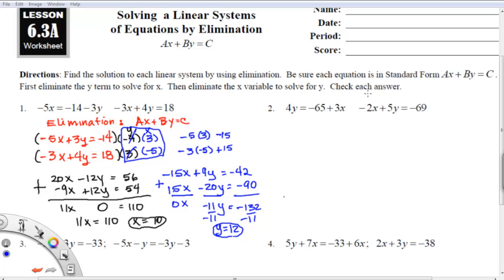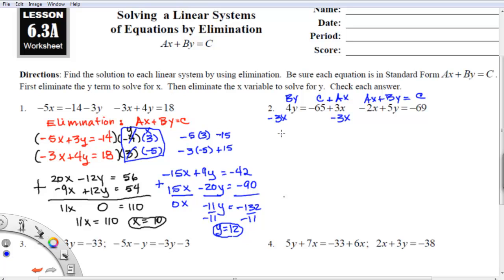And so the first thing we want to check is to make sure that each one of these equations is written in standard form. You can see that this one fits. Now if I come over here, I've got by there, I've got c there, and I've got ax there. So that doesn't work, does it? So I've got to get the 3x term over here, so I'll subtract 3x from each side.